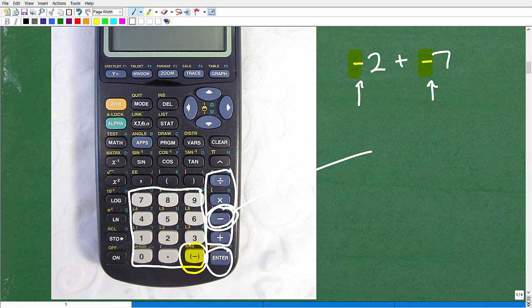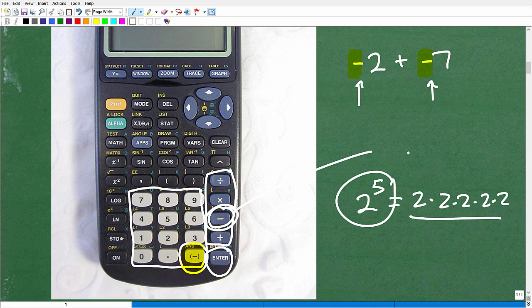All right, let's play around with something like this. How would we figure out 2 to the 5th power using our calculator? Now, 2 to the 5th power is 2 times 2 times 2 times 2 times 2. We're not going to want to type all of these in and hit enter. We want to take advantage of powers, or bases and exponents. So how would I express this?